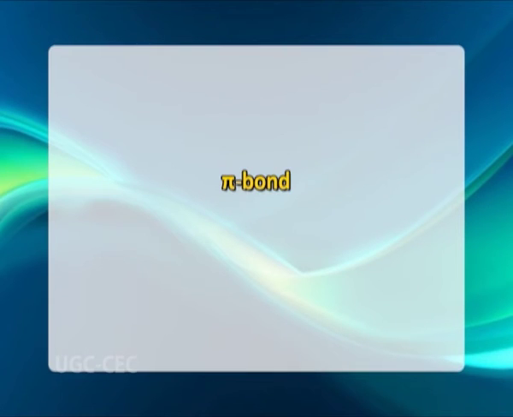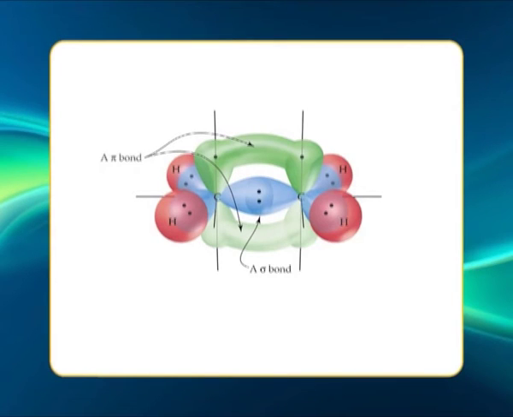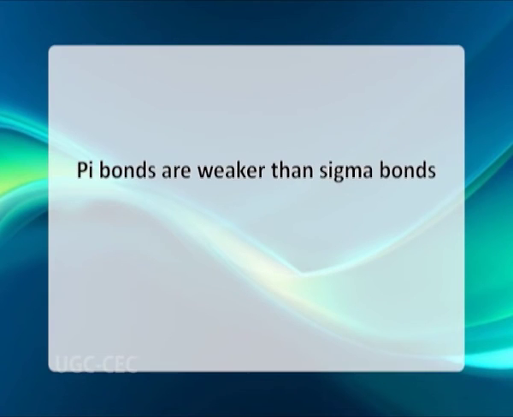Now, the pi bond. The covalent bond formed by sideways overlapping of atomic orbitals is called a pi bond. In this bond, the electron density is present above and below the internuclear axis. It is relatively a weaker bond since the electrons are not strongly attracted by the nuclei of bonding atoms. The electron density lies above and below the atoms in a pi bond. Pi bonds are weaker than sigma bonds since there is less overlap.